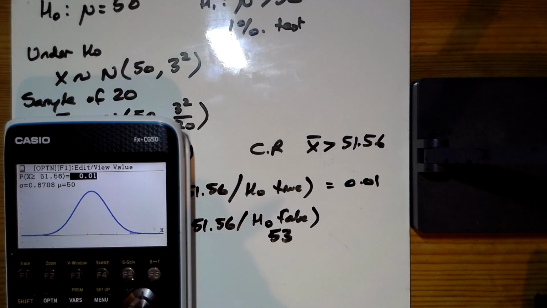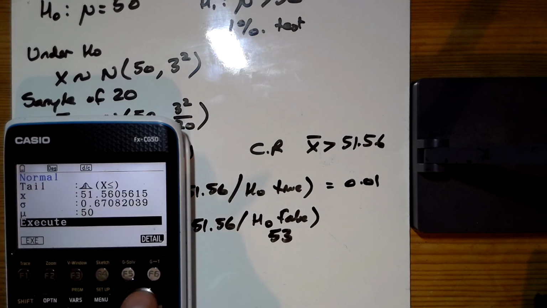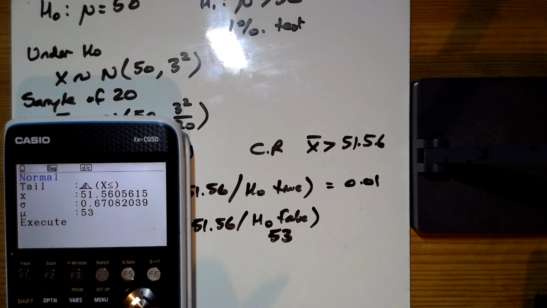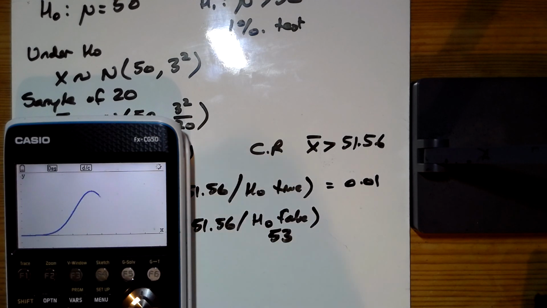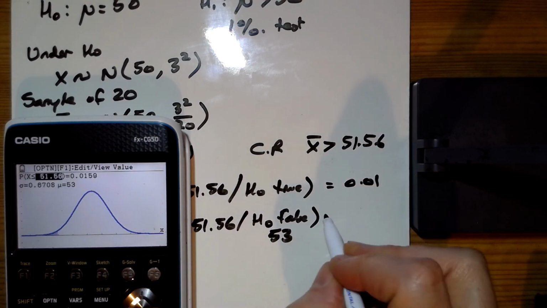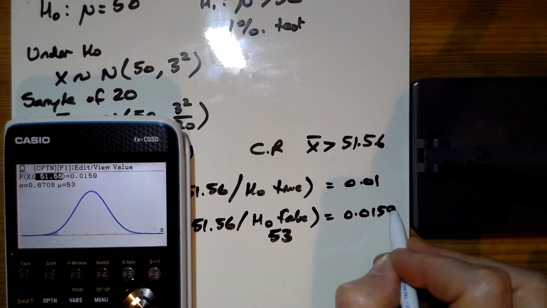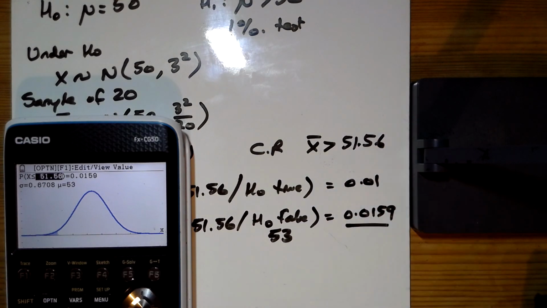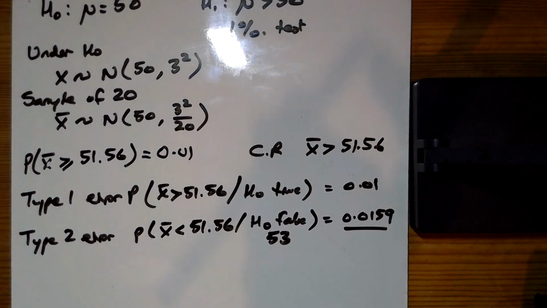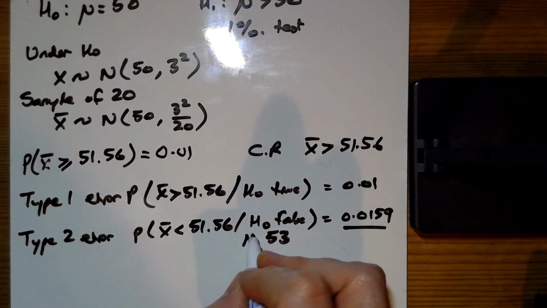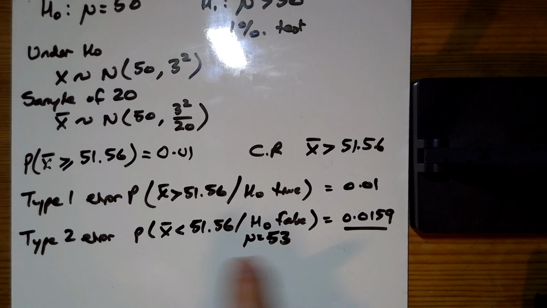So let's go back to this bit here. Let's just change it to a less than. And then I'm going to change the mean now to a 53. And the chance it's less than that is 0.0159. That's pretty good, isn't it? So mu is 53, given that.